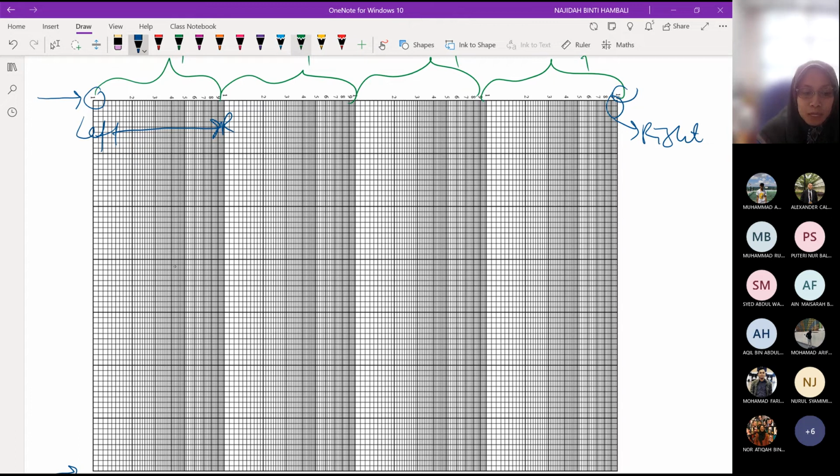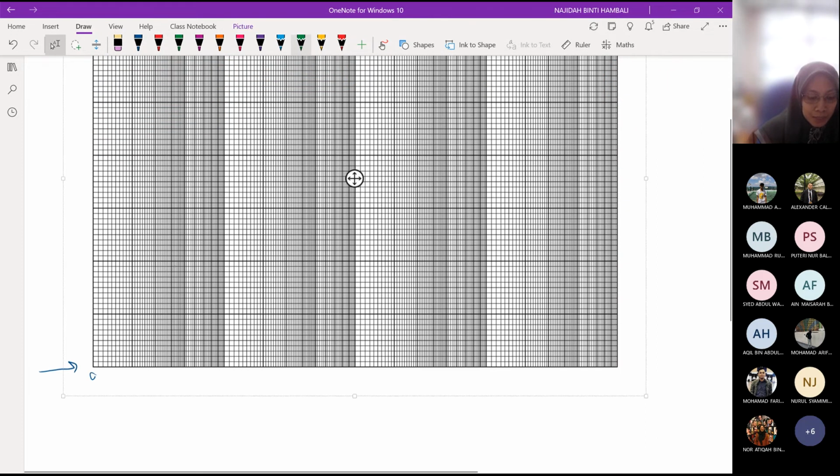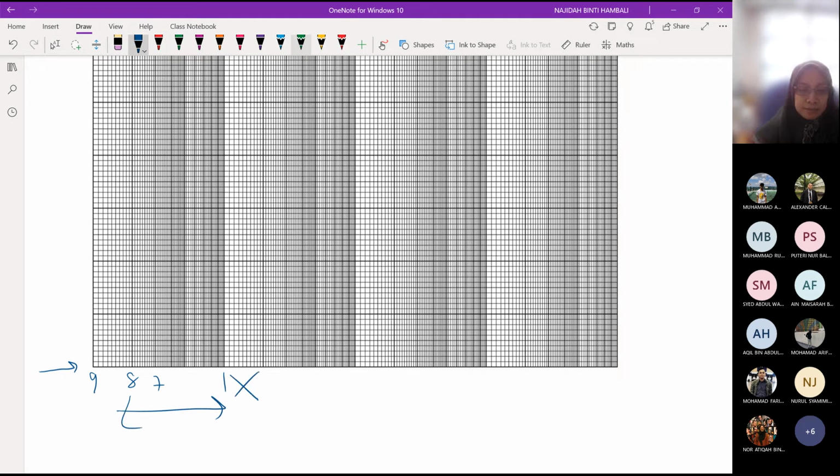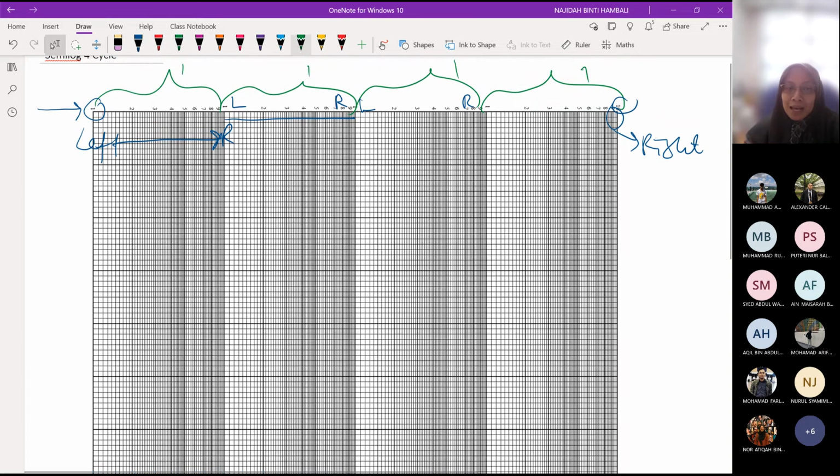And then they repeat again for another decade. 1 at the left, 9 at the right. 1 at the left, 9 at the right. Not 9, 8, 7 until 1. This orientation is wrong. Okay, it's not about the x-axis scaling at the top or the bottom, but the way you read the scaling for x-axis, number 1 increasing until number 9 from left to right. Clear?